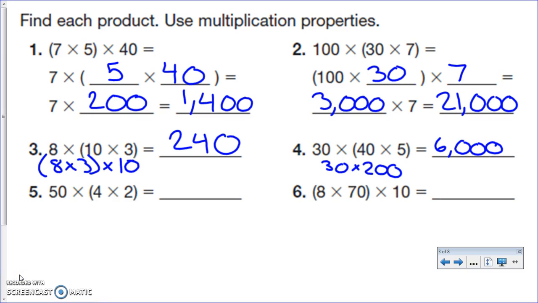For 5, we're just going to shift the parentheses up so we can do the 50 times 4 first. And then 50 times 4 gets us 200, and 200 times 2 is 400.